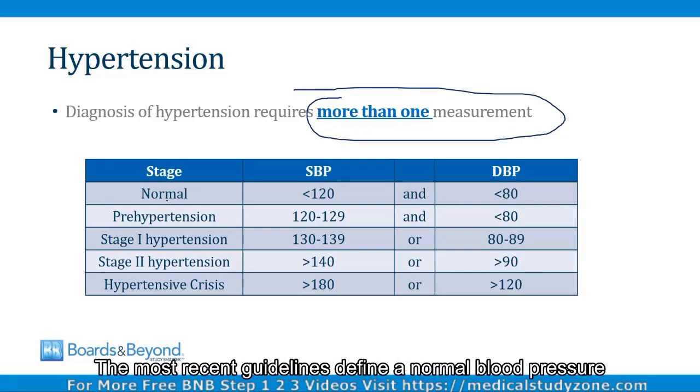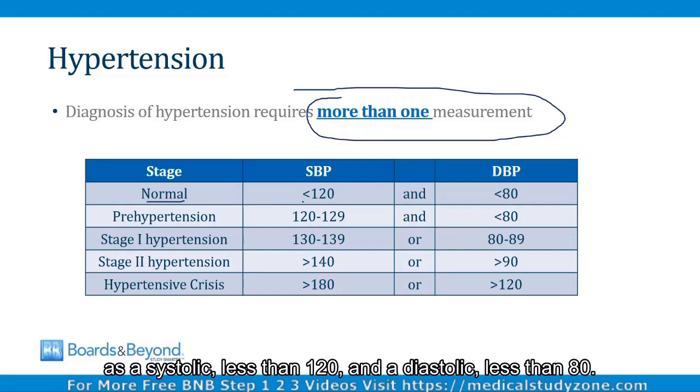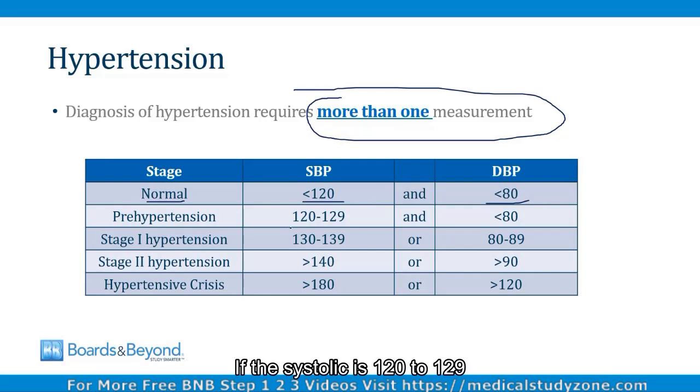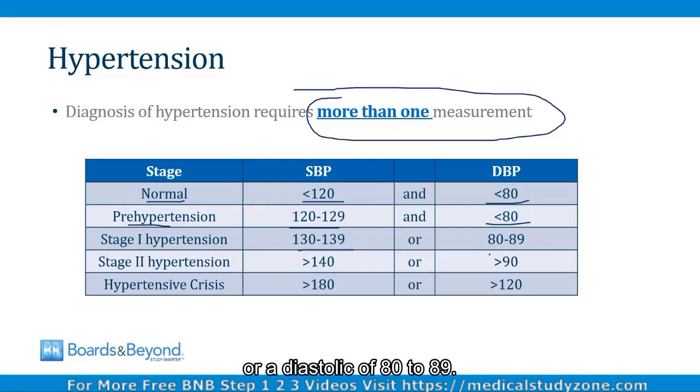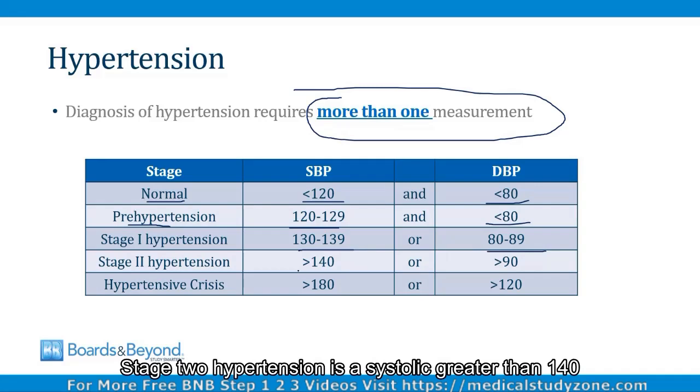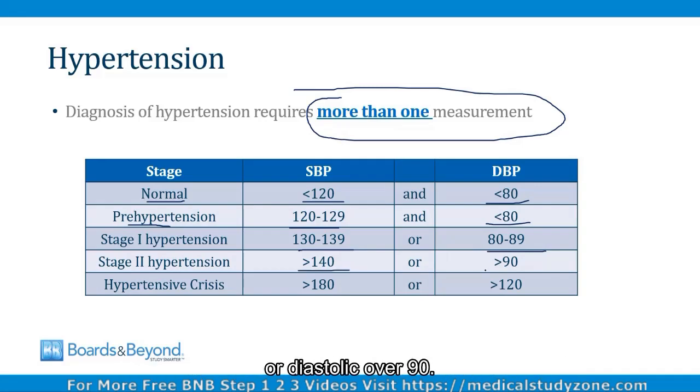The most recent guidelines define a normal blood pressure as a systolic less than 120 and a diastolic less than 80. If the systolic is 120 to 129 and the diastolic is less than 80, that's called pre-hypertension. Stage 1 hypertension involves a systolic of 130 to 139 or a diastolic of 80 to 89. Stage 2 hypertension is a systolic greater than 140 or a diastolic over 90.